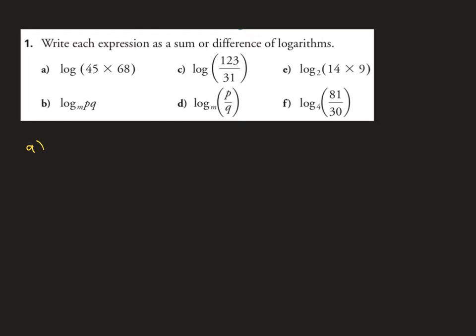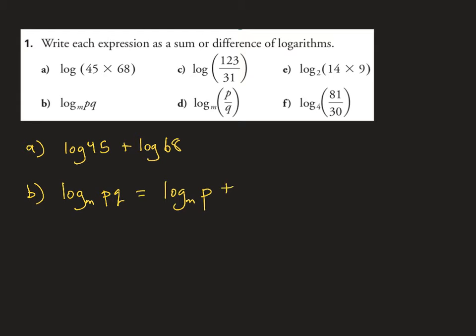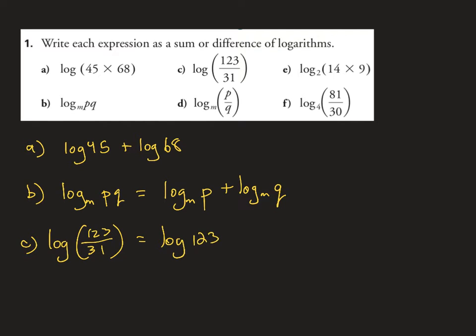So part A, the log of 45 times 68 is going to be the log of 45 plus the log of 68. Part B, the log base m of pq just equals log base m of p plus the log base m of q. Part C, log base 10 of 123 over 31 simply equals the log base 10 of 123 minus the log base 10 of 31.